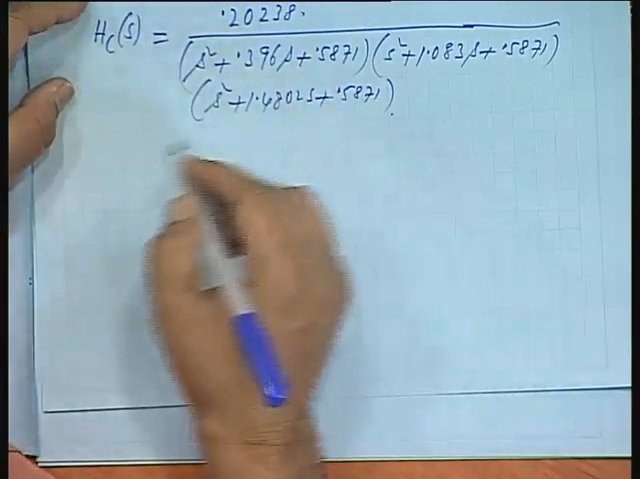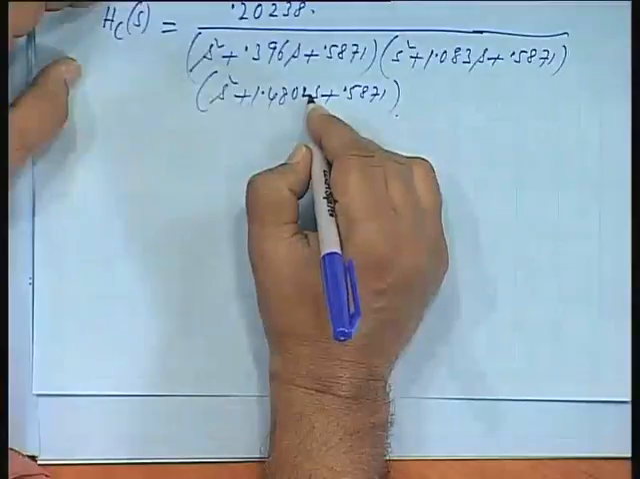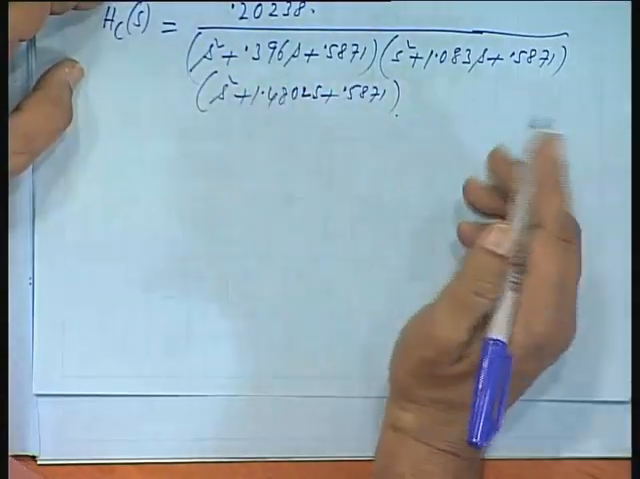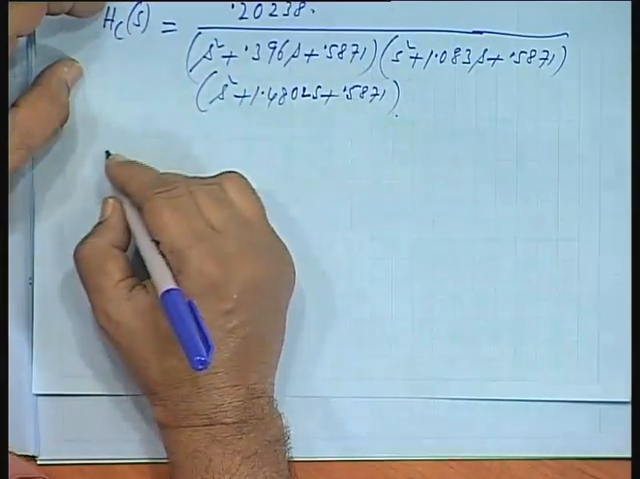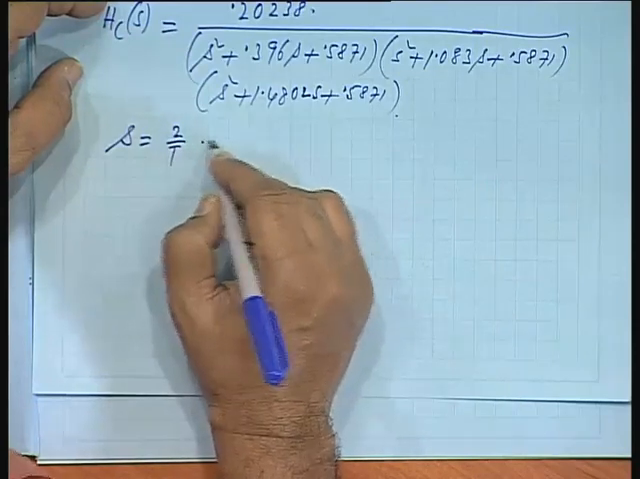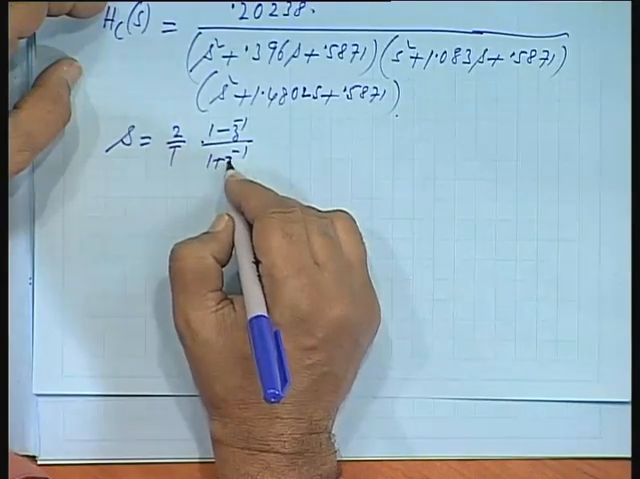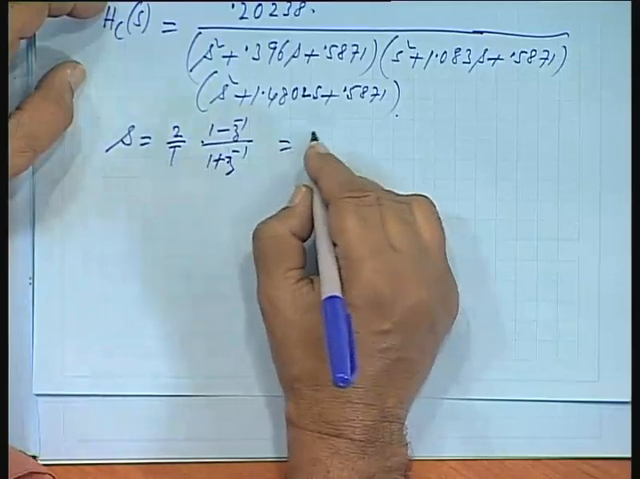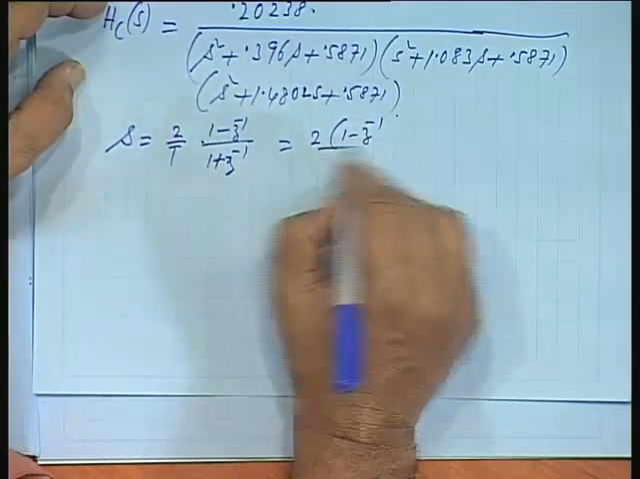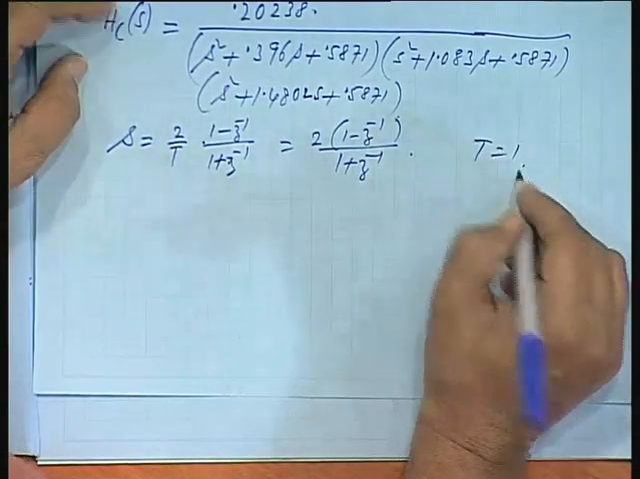Now, you are going to make a direct substitution. There is no partial fraction required. Unlike the earlier case, here you do not require any partial fraction, no substitution, no transformation in terms of impulse response. We make a direct substitution. S is equal to 2 by T into (1 minus Z inverse) by (1 plus Z inverse), and since we have taken normalized T equal to 1, it will be just 2 into (1 minus Z inverse) by (1 plus Z inverse). Okay. T has been taken to be 1.